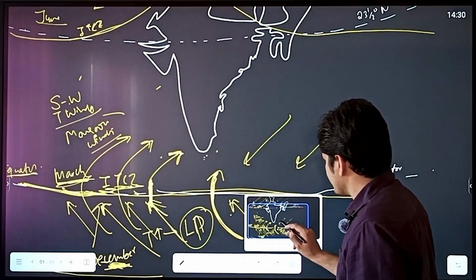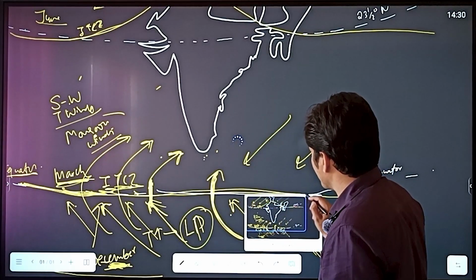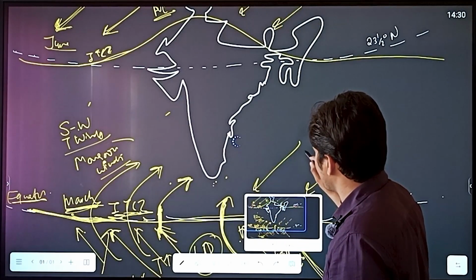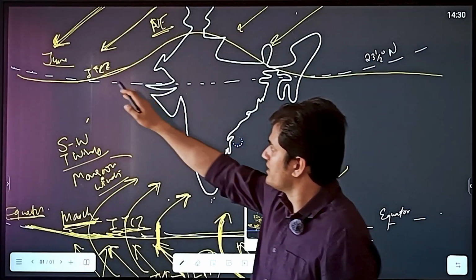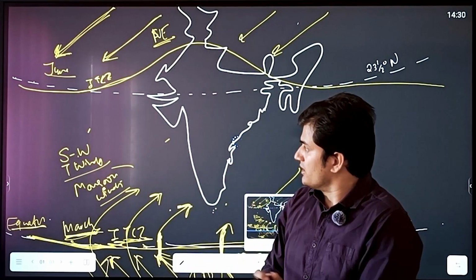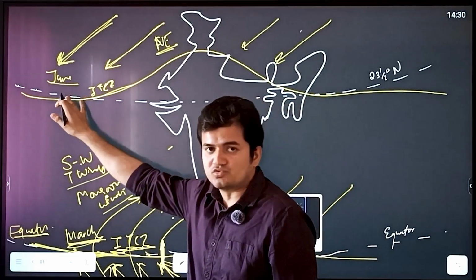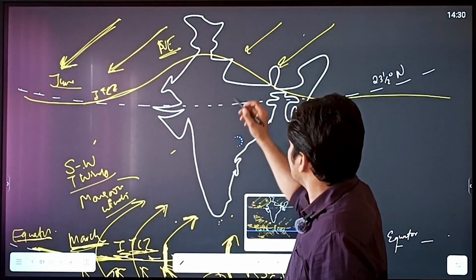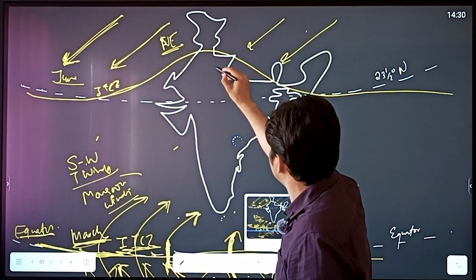Now we are going to discuss how these monsoon winds onset over India. So this is the month of June when we have the beginning of the monsoon season. From the month of March to June, the extreme low pressure will be formed here.